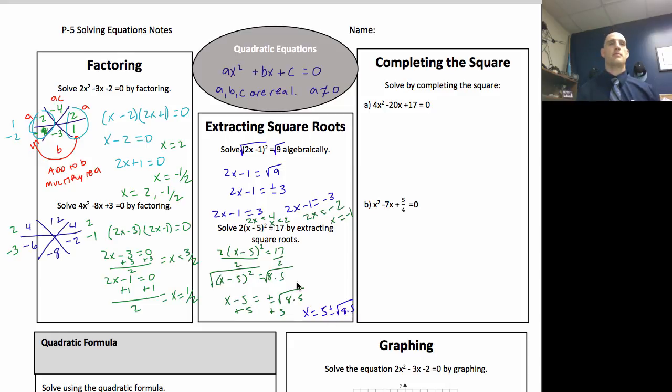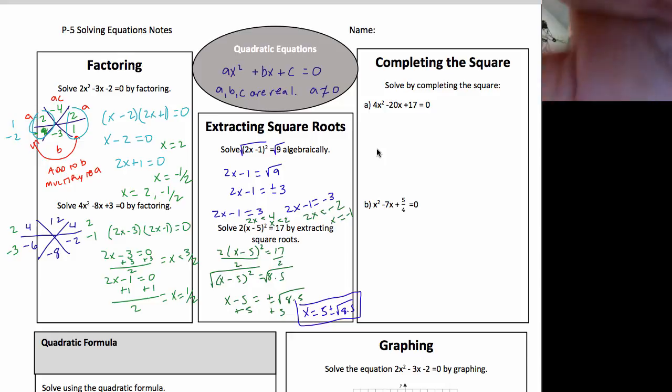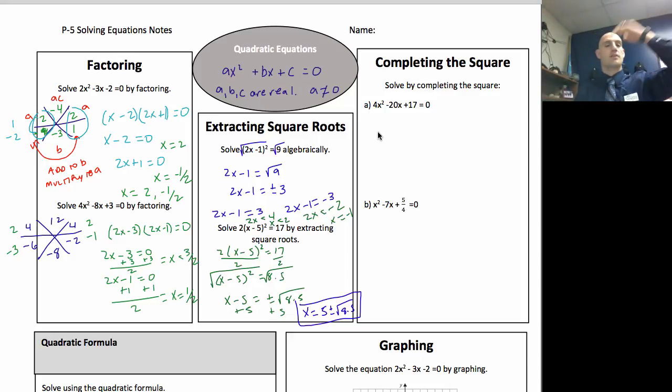My MyMathLab is going to want it either in reduced radical form, or it could ask for an exact answer, but this is going to get you there. Okay? That's the basic process for extracting square roots. Completing the square. Let's talk about completing the square for a minute. There's a couple of steps to completing the square. I'm going to do the first example and lay out the steps for you next to it.